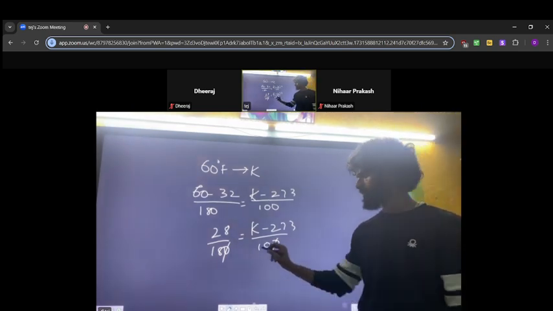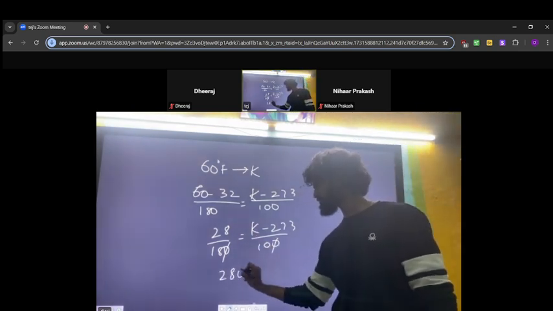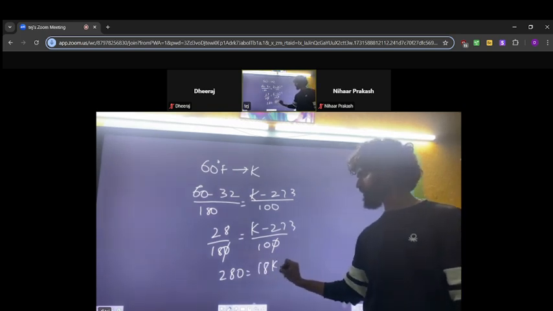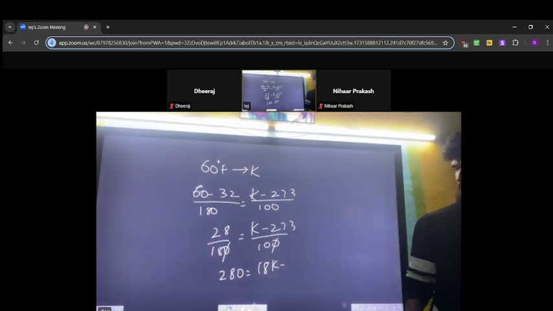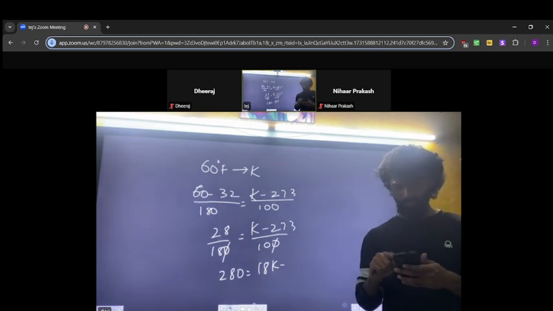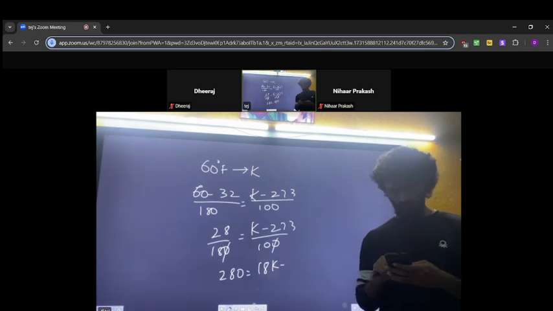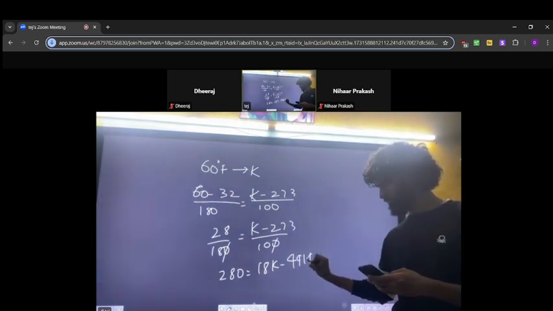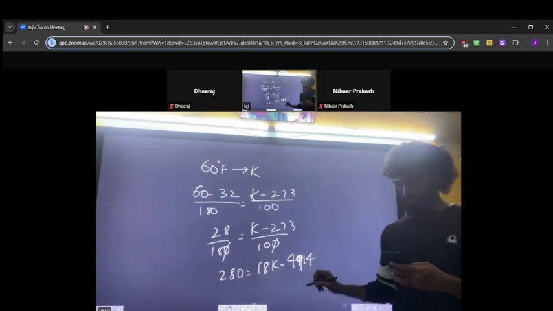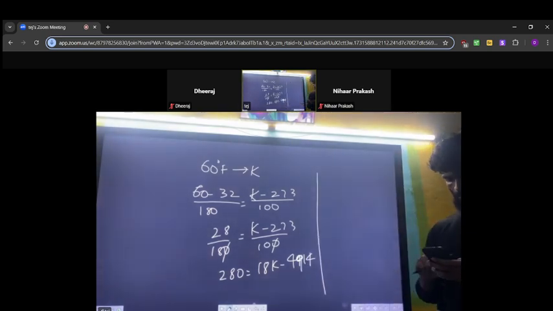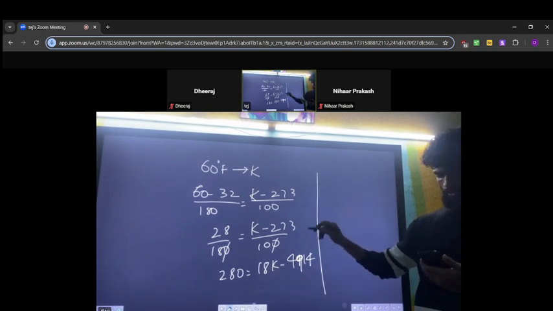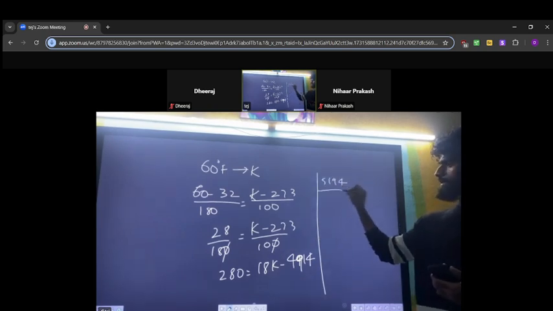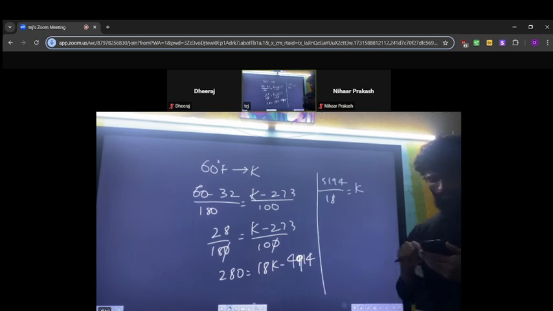Obviously, you get the answer in points. Use your calculator to get the answer. So 18 into 28 into 10 is 280. 18K minus 273. Use calculator for this. Four nine one four. Okay. Now bring all the numbers to one side. So it becomes 5194 divided by 18 is equal to K. Do that. Divided by 18. 4929.